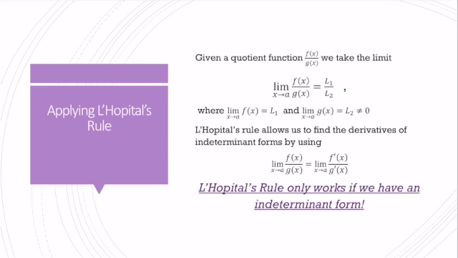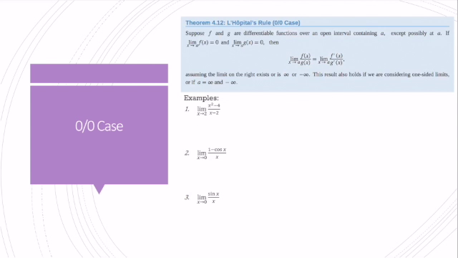So let's take a look at this first function. I have the limit as x goes to 2 of x squared minus 4 over x minus 2. What I want us to do is take the derivative of the numerator and the derivative of the denominator. Again, we are not using the quotient rule. So that gives me 2x over 1. So I have the limit as x goes to 2 of 2x. Well, that's just going to be 2 times 2, which is 4. So now, using this rule, we were actually able to evaluate this limit.